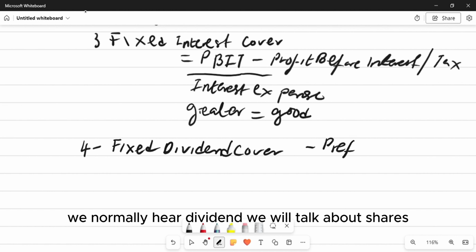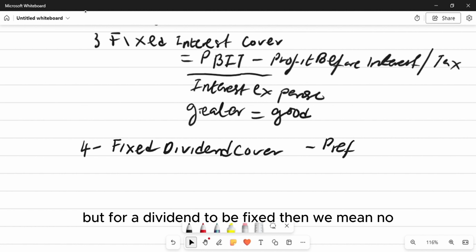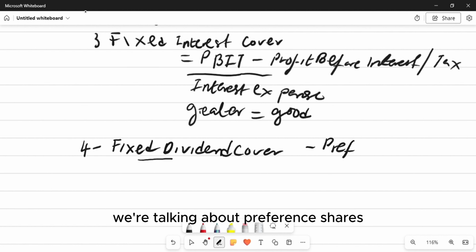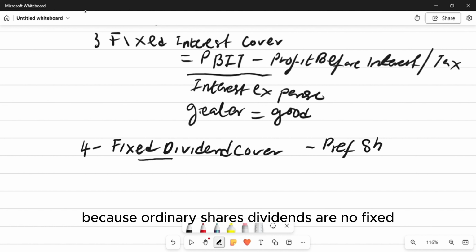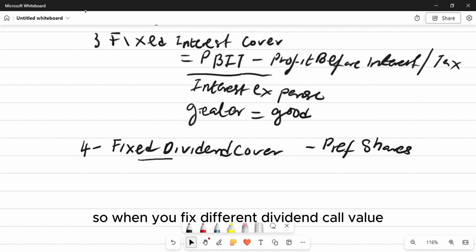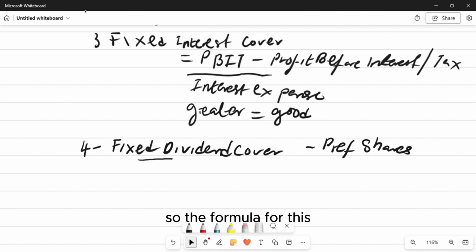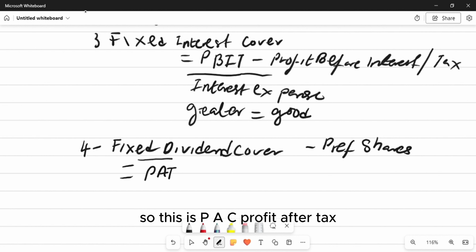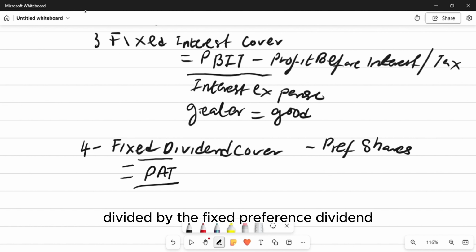We normally hear dividend when we talk about shares, but for a dividend to be fixed, then we're talking about preference shares, because ordinary share dividends are not fixed. So when you hear fixed dividend cover, it's only talking about one thing, and that's preference shares. The formula for this is profit after tax, PAT, divided by the fixed preference dividend.